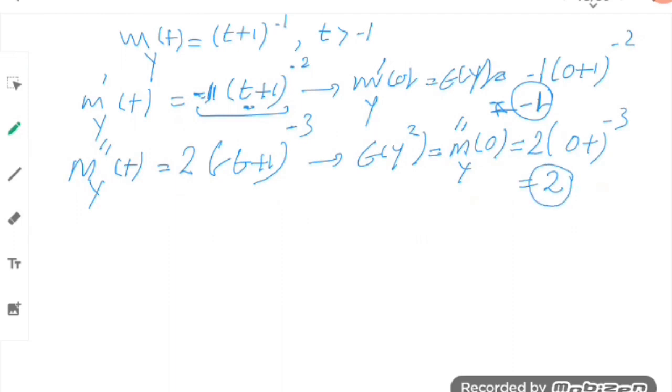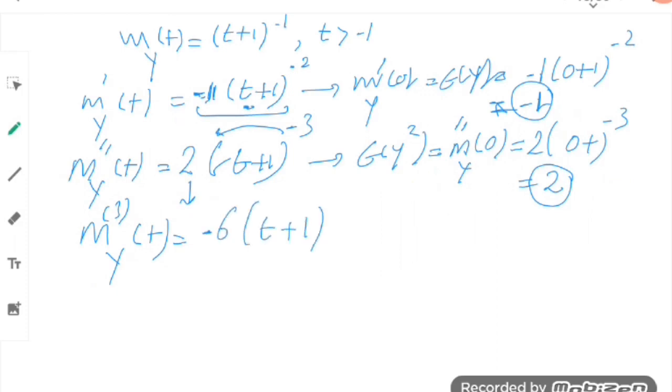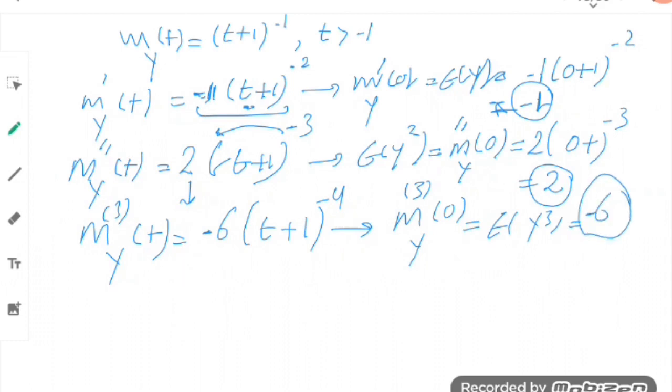Now, to find the expected value of y cubed, we need to find the third derivative of the moment generating function. Negative 3 multiplied by 2 gives us negative 6 times t plus 1 all to the power negative 4. The third derivative at t equals 0 gives us the expected value of y cubed. This will be negative 6 times 1 to the power negative 4, so it is negative 6. Now we have found the first, second and third moments.